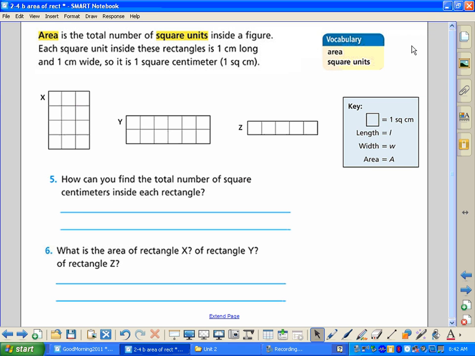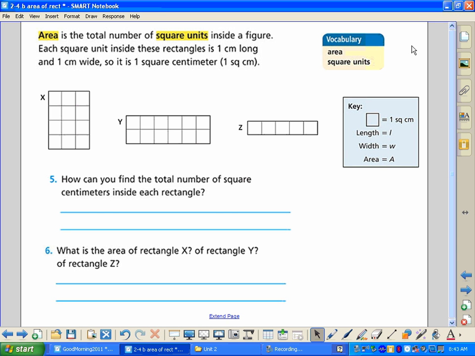Okay, area is the total number of square units inside the figure. Each square unit inside these rectangles is 1 centimeter long and 1 centimeter wide. So it is 1 square centimeter. How can we find the total number of square centimeters inside each rectangle?